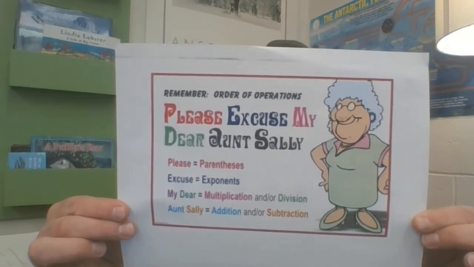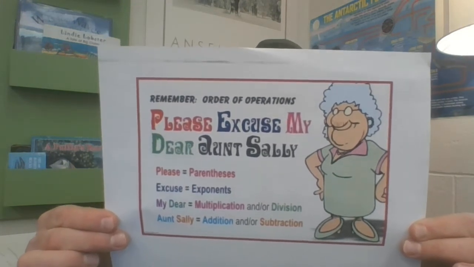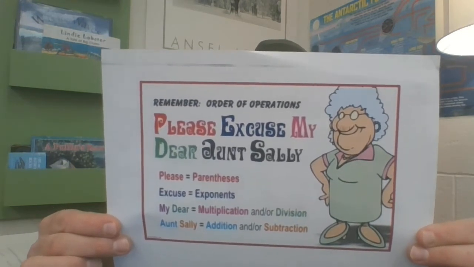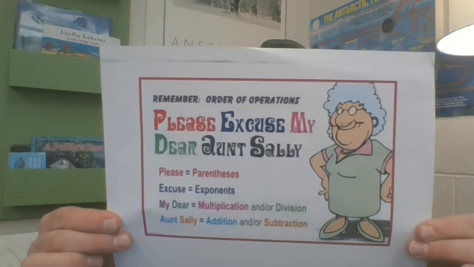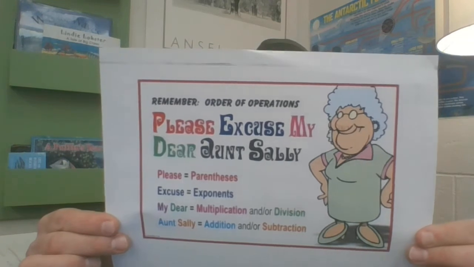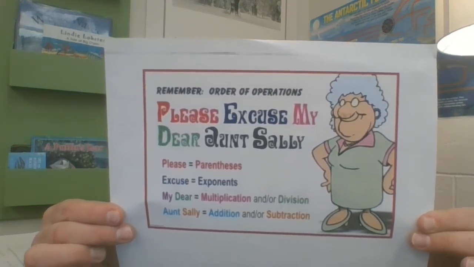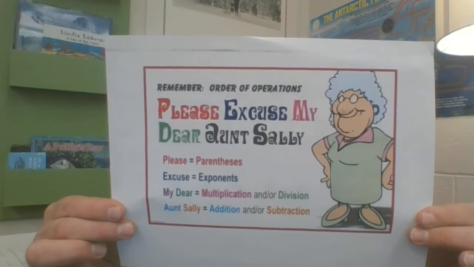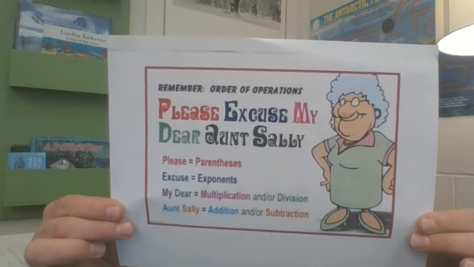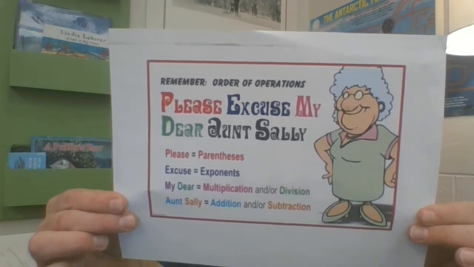Please excuse my dear Aunt Sally, all right? As you can see there, the P stands for parentheses. So in your order of operations, when you're solving a math problem, you will look first for parentheses. Next, excuse stands for exponents. That would be whether a number might be squared or cubed. We'll look for that part next, and you would solve that section of the math problem next if it was there.